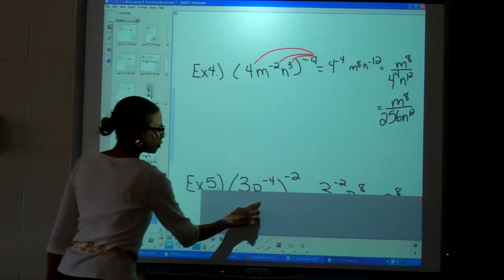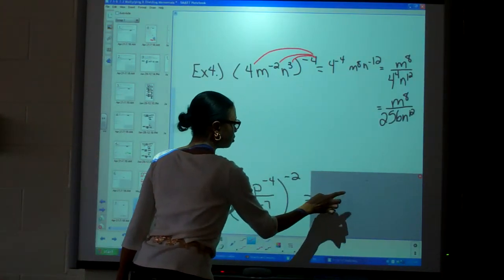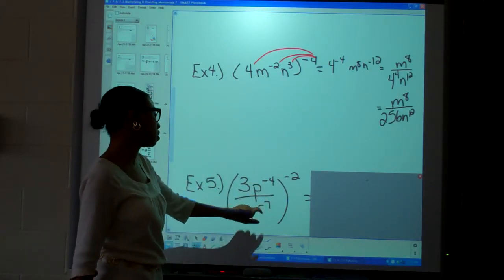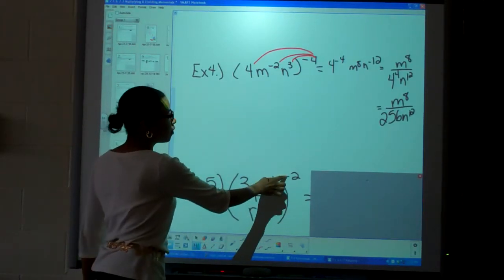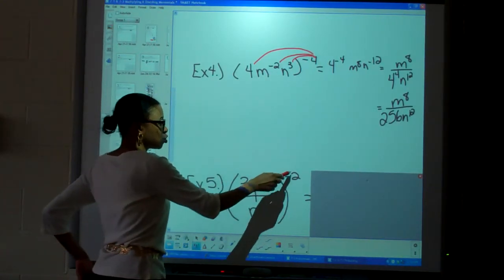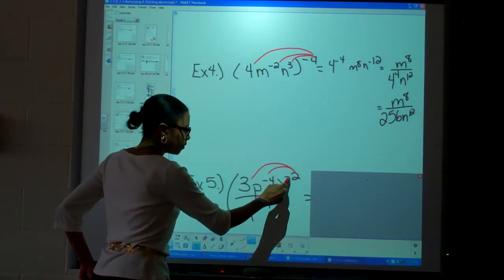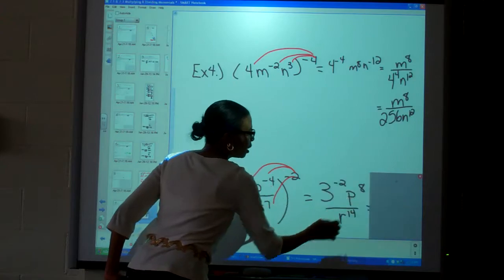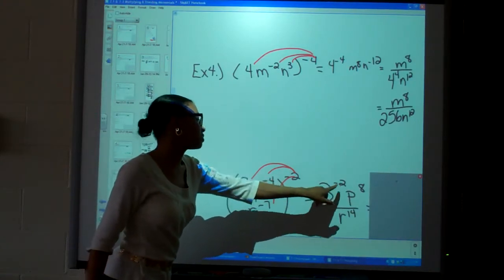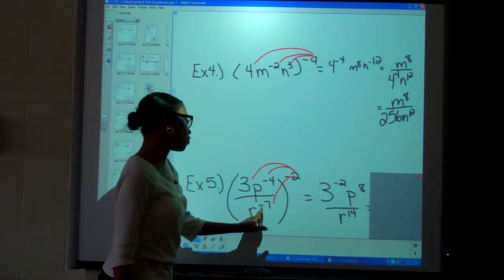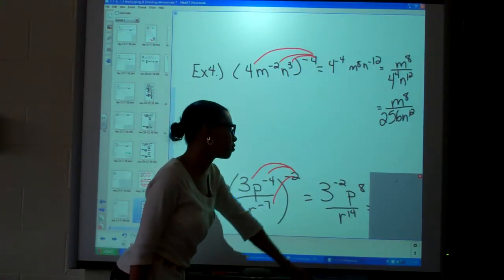Example number 5. We have 3p to the negative 4th, r to the negative 7, and I have this raised to the negative 2nd power. Again, we need to distribute this to everything inside, even the denominator. So how do I have that? It becomes 3 to the negative 2nd power. Negative 4 times negative 2 is a positive 8. Over negative 7 times negative 2 is a positive 14.